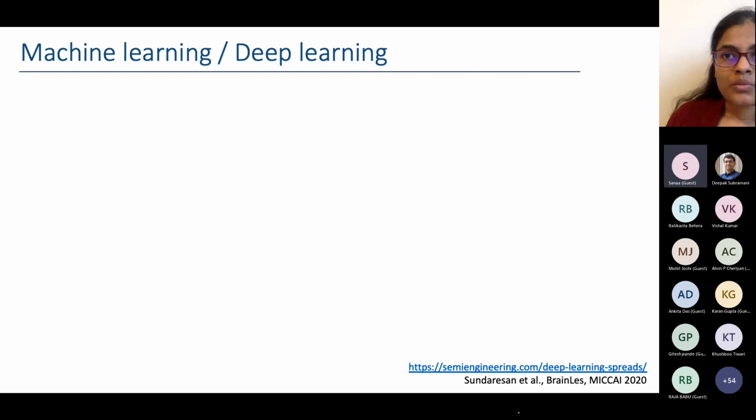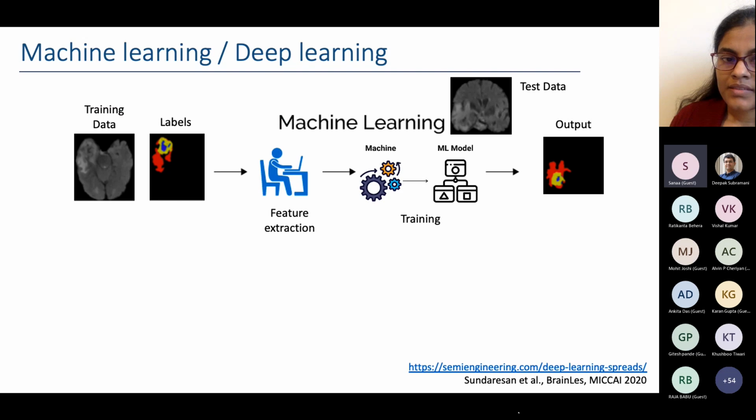Another buzzword in medical image analysis is machine learning or deep learning. I'm not going to go into much detail here. I'm just going to give a brief overview for those who don't know what machine learning is. It has three major aspects to it. The first one is data, so we need to have data for training the system. The second aspect is feature extraction, where we extract useful information from data. And the third aspect is training, where we train the model based on this information.